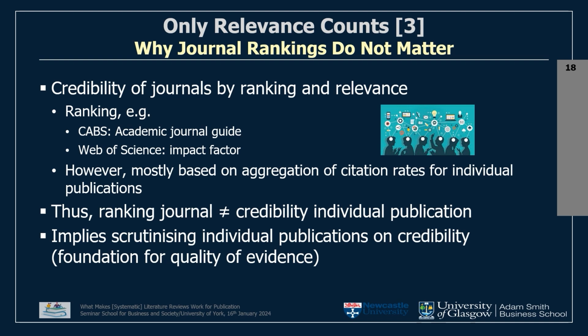Rankings are an aggregation of the individual citation rates. So you have an unreliable measure, and then you aggregate the unreliable measure, and that doesn't make it reliable. So at the end, the ranking of the journal is unimportant too.